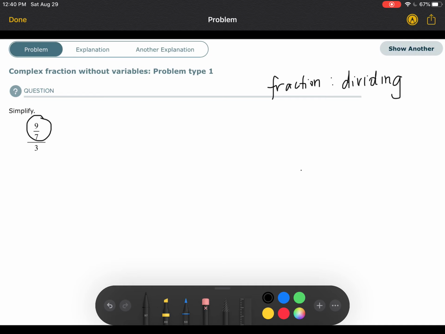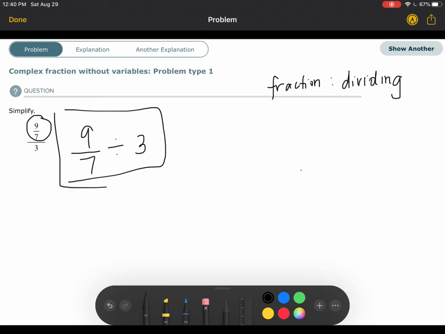If you think about how you would say this out loud: 9/7 divided by 3. So I would write that as 9/7 being divided by 3. Now this looks more familiar. This little part right here is being divided by something else, and that is what I've written over here. I'm going to erase some of this and keep moving.